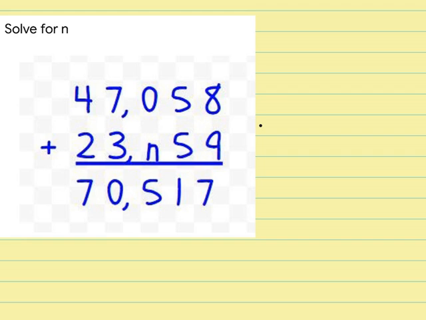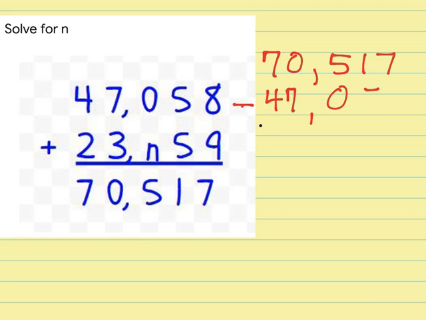All right, number 2. We have 47,058 plus 23,000 something 59 equals 70,517. So I'm going to take what I know. I'm going to take that final sum, and I am going to subtract the add-in that I know. I cannot do 7 take away 8, so I borrow from my tens. I now have 17 take away 8, which is 9.